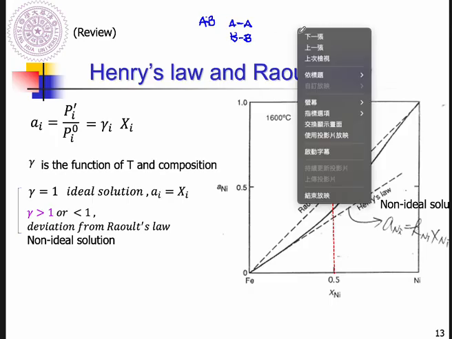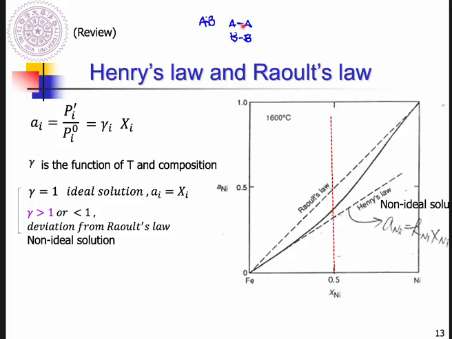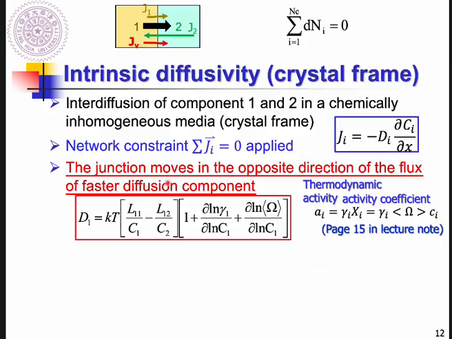So if we follow this concept, we can know that for non-ideal, we need to compare the bond strength or bond energy between AA, BB versus AB before and after mixing, right? And the bond energy will affect the vapor pressure. This is after, and this is before. Before is Pi 0.